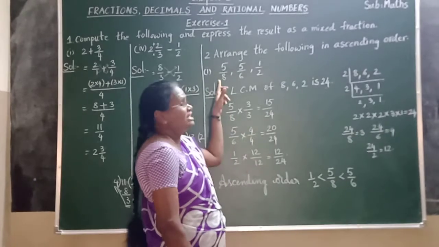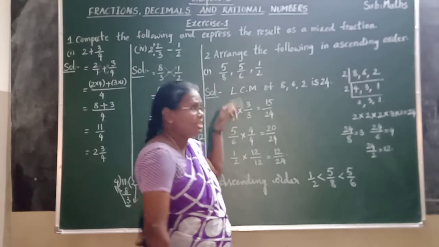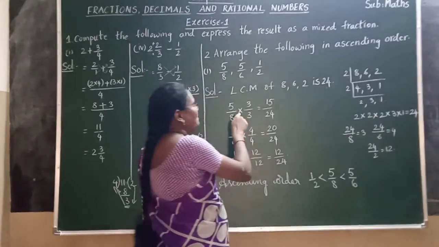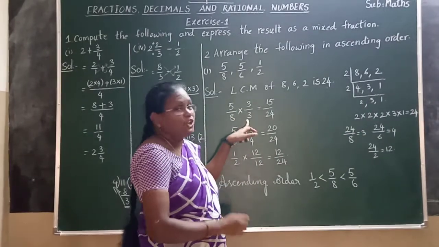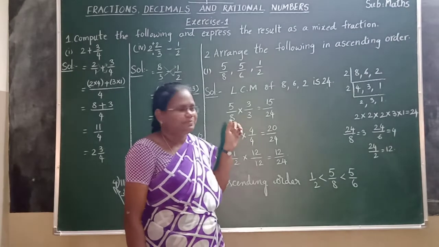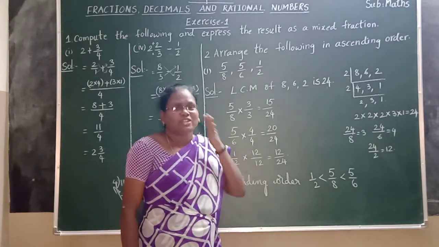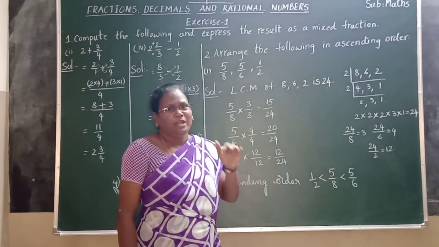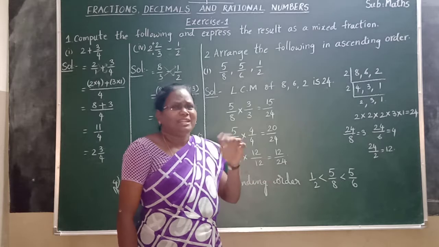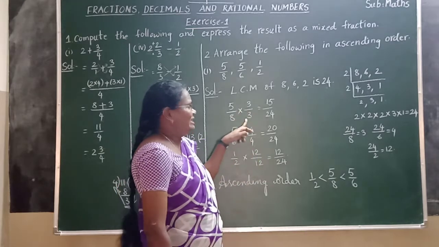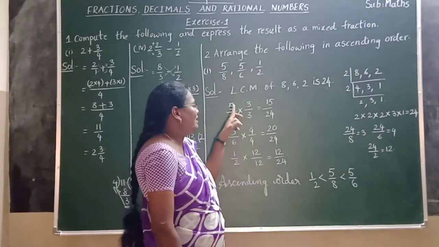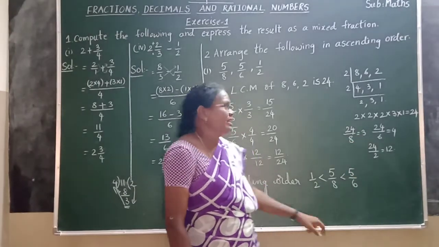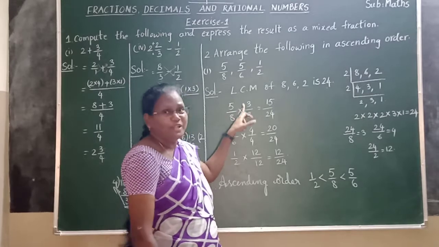What is the first fraction, children? 5 by 8. Into what is the number? 3. Multiply the denominator, this 3 by the denominator, numerator into denominator, same number. For any fraction, we have to multiply or divide the numerator and denominator by the same number, and the value is not changing. Here 3 by 3. Why we have to multiply this 3? 24 by 8, we got 3. That's why 5 by 8 into 3 by 3.